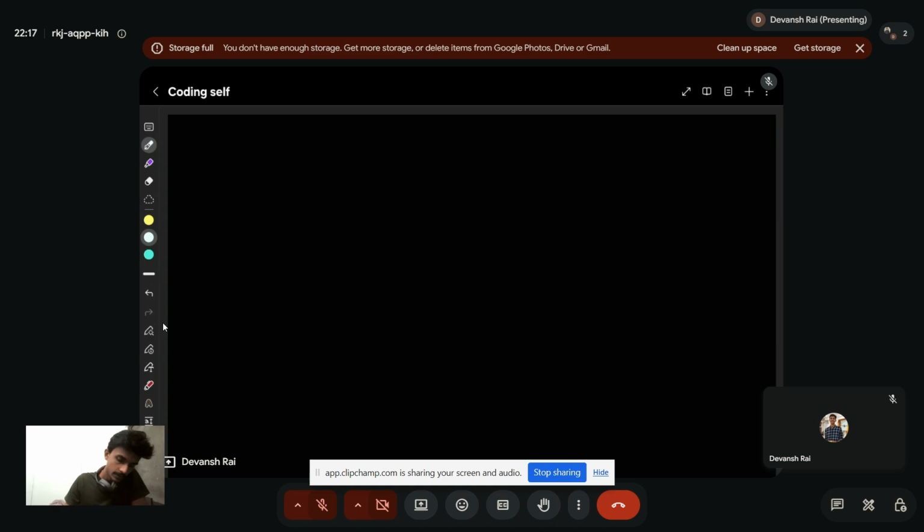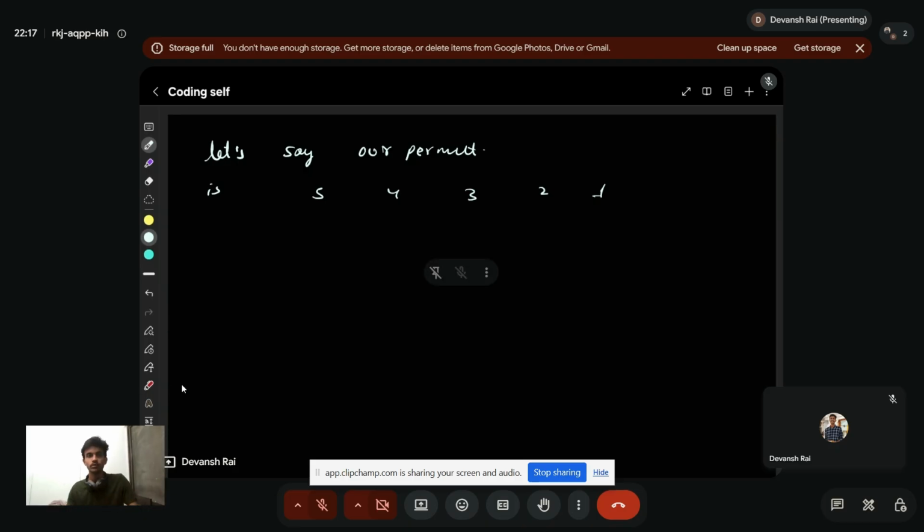Let's say our permutation is 5 4 3 2 1. By the way, in the question it is mentioned that we need to sort it in the ascending order. So what order will it be? It will be 1 2 3 4 5, and surprisingly, if you notice, this is actually their indices, right?